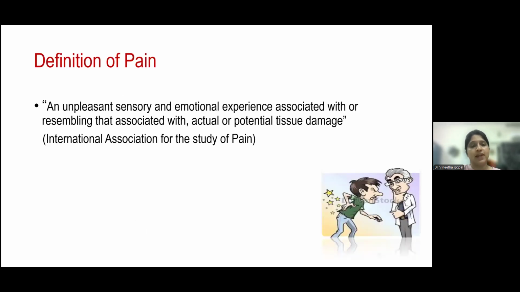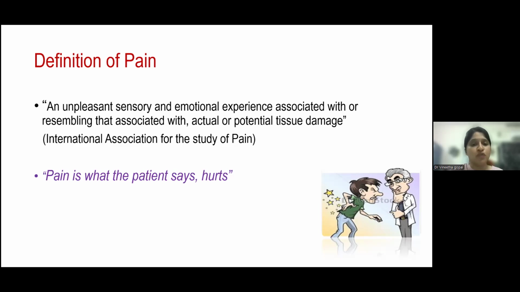So definition of pain: the International Association for the Study of Pain, IASP, put forward a very long definition for pain, that is an unpleasant sensory and emotional experience associated with or resembling that associated with actual or potential tissue damage. But actually, to understand pain, this long definition is not needed. In simple words, pain is what the patient says hurts.